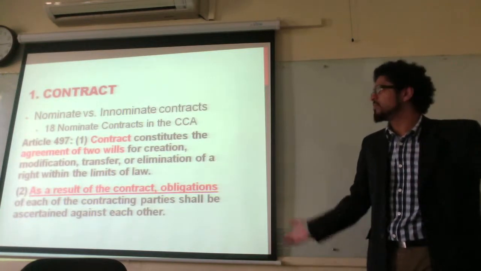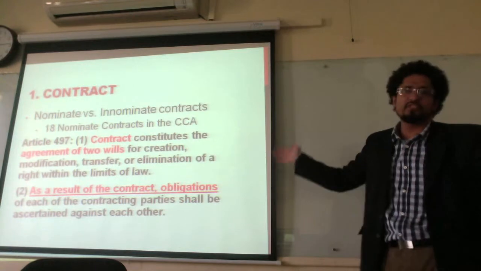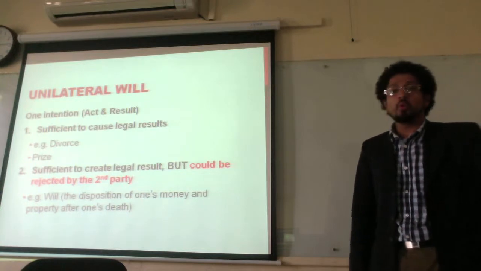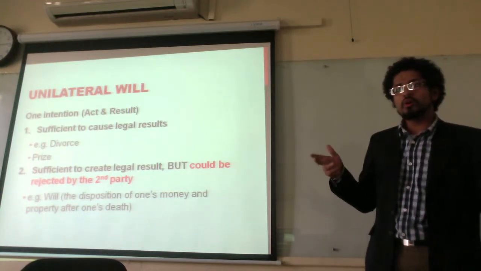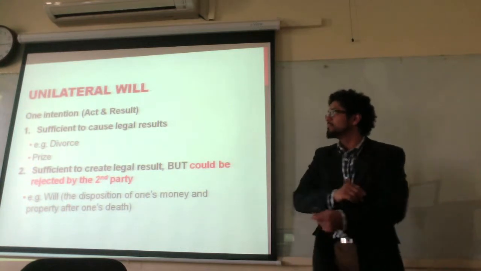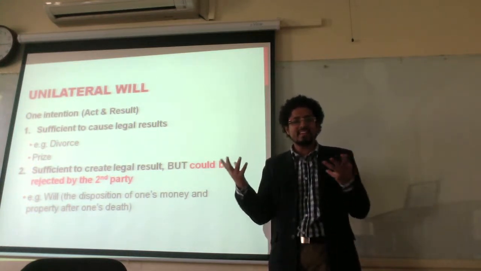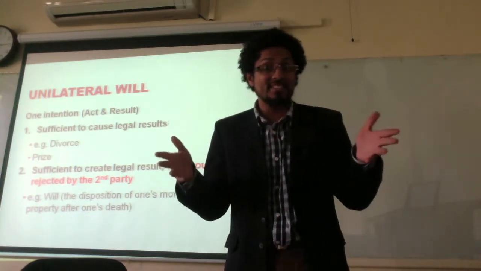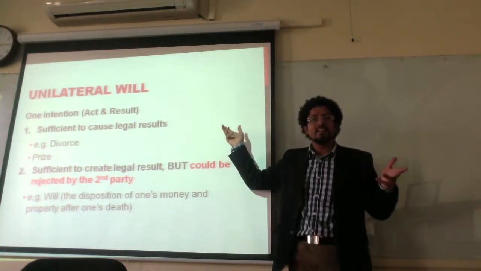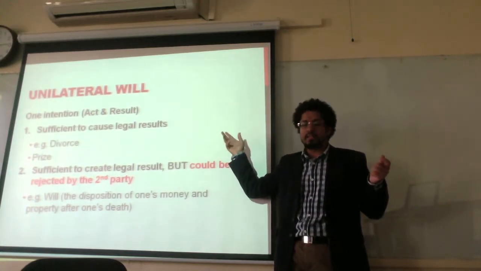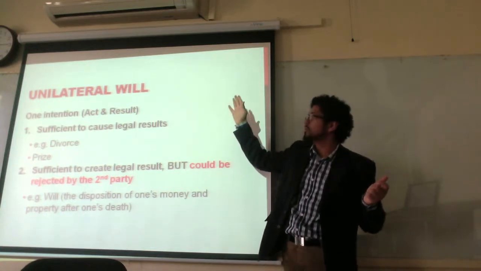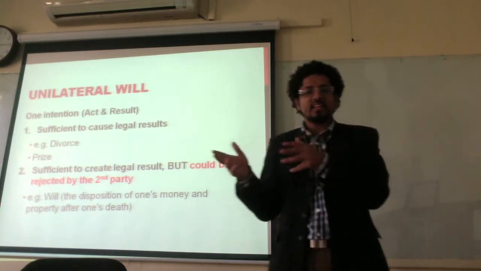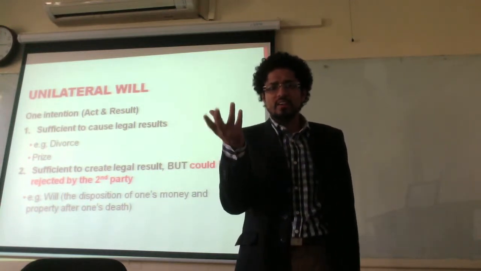And I won't go into detail about nominate versus innominate. We did that in class last time. We started to talk about quasi-contract, and another word for quasi-contract is unilateral will. Because a quasi-contract has everything that a contract has, like a quasi-intelligent person has everything that an intelligent person has. A unilateral will is a quasi-contract because it has everything that a contract has, except that it only has one party involved.